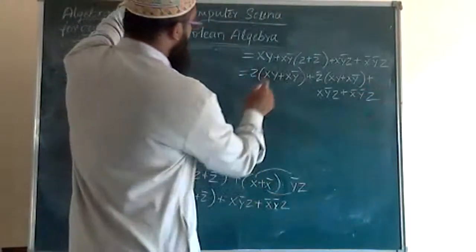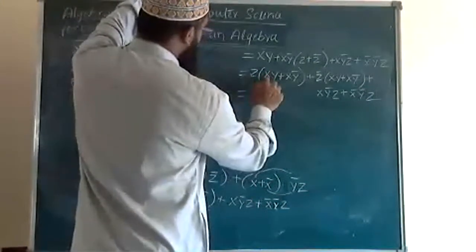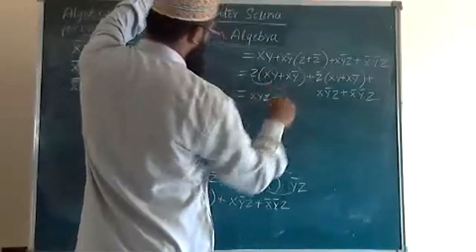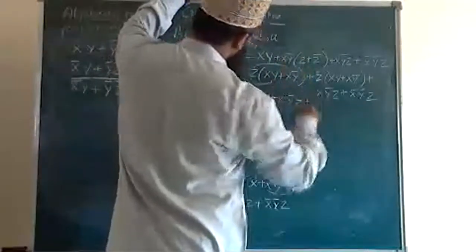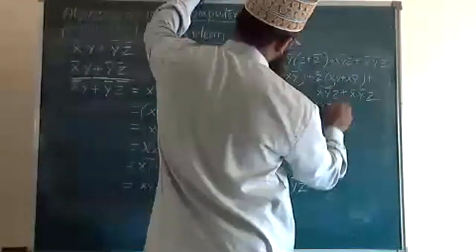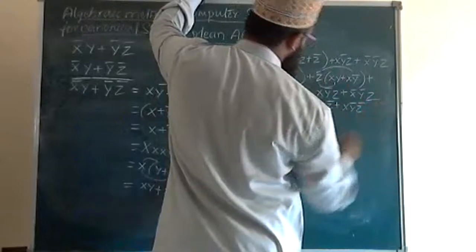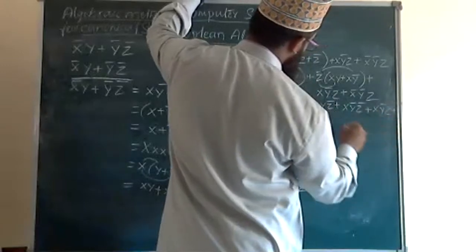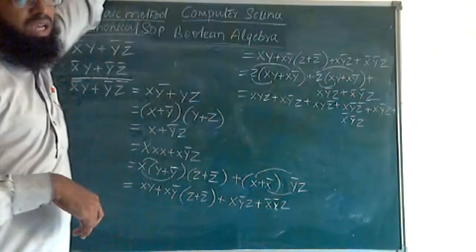Look here, xy plus xy bar, now multiply by this. This will become z into xy, first this one, then this will become xyz, plus, then multiply with this, xy bar z, plus. Now by this, xyz bar, plus this z bar with this, xy bar z bar. Then write down these things, plus xy bar z plus x bar y bar z. Now this thing is expanded.